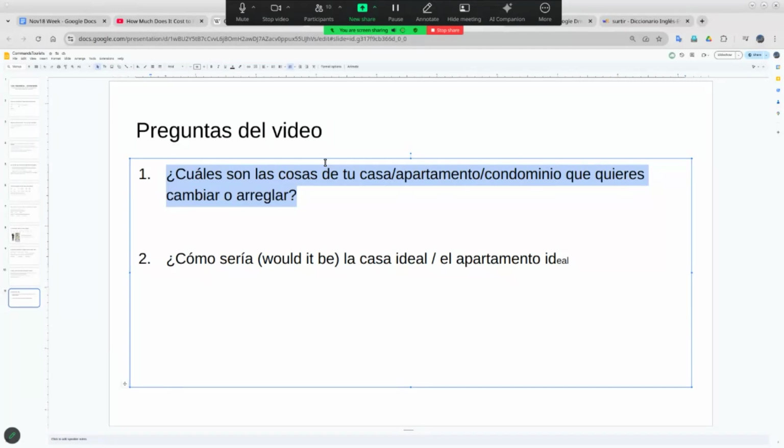Otras cosas que ustedes quieren cambiar o arreglar, or fix. Nada, ustedes tienen casas perfectas. Wow. Quiero ver sus casas. I want to see your houses. Wow, porque son perfectas. ¿Cómo se dice countertop? Un mostrador. Mostrador is a counter. Necesito un nuevo mostrador. Eso también es muy común, ¿verdad?